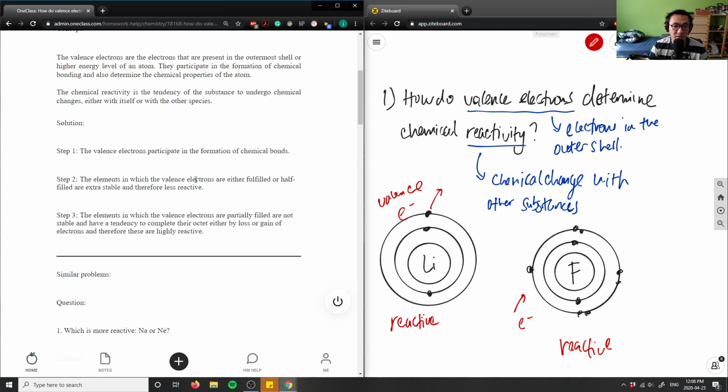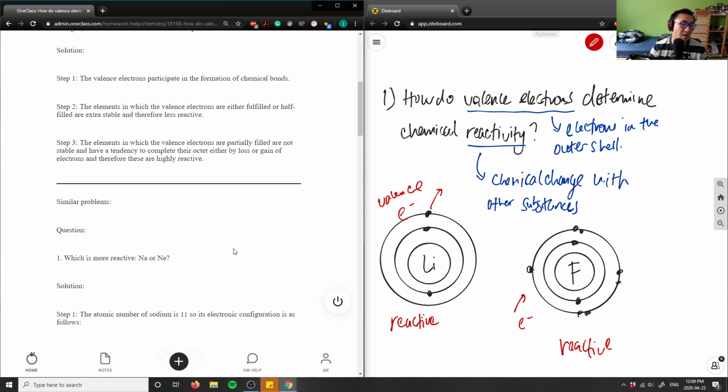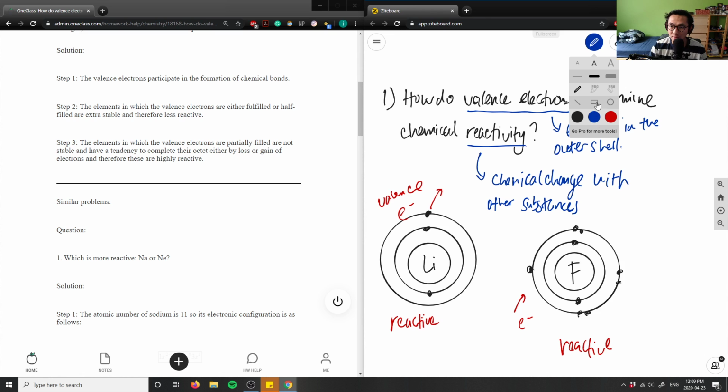Elements in which the valence electrons are either fulfilled or half-filled are extra stable and therefore less reactive, right? So again, if it was only like maybe 4, like carbon or something like that, it's not as reactive as lithium and fluorine here. And it says here, the elements in which the valence electrons are partially filled are not stable and have a tendency to complete their octet either by loss or gain of electrons, right? So in this case, for lithium, we have a loss of electrons, right? We want to lose this last electron to get a full shell of 2, and this one we want to gain an electron, right? We want to gain 1 to get a full shell of 8, right?